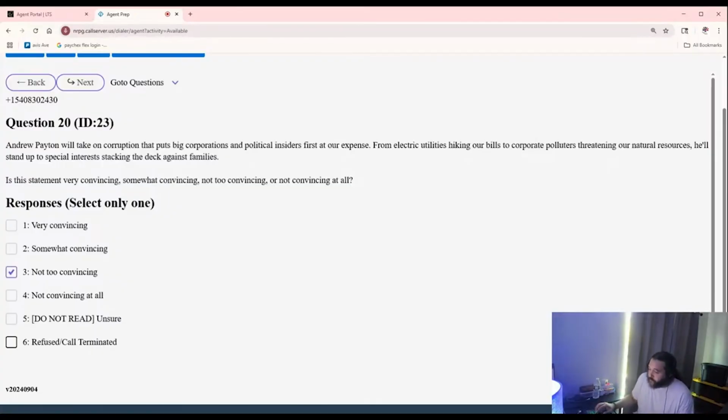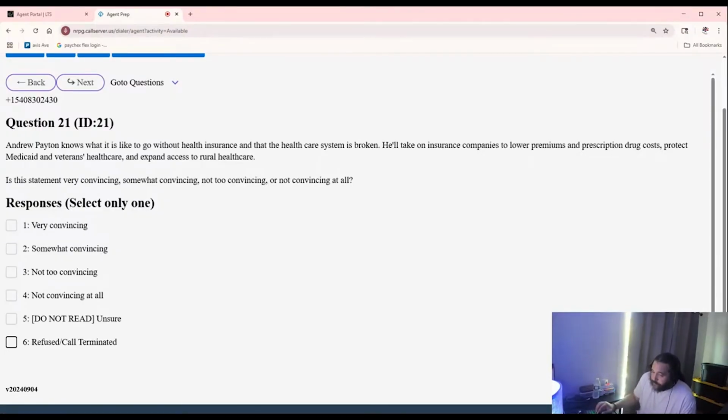Not too convincing. Andrew Payton knows what it is like to go without health insurance and the healthcare system is broken. He'll take on insurance companies to lower premiums and prescription drug costs, protect Medicaid and veterans health care, and expand access to rural health care. Is this statement very convincing, somewhat convincing, not too convincing, or not convincing at all?